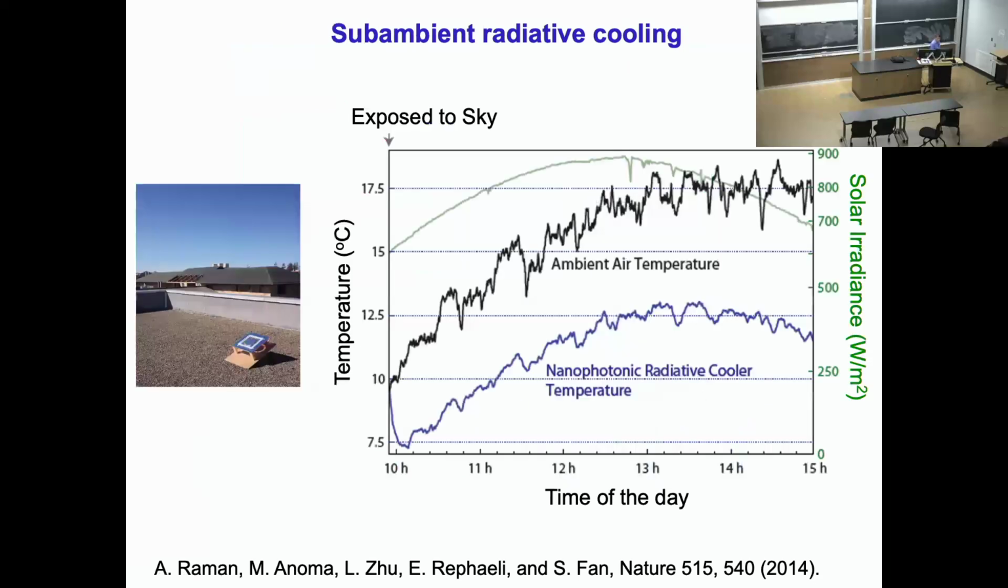And so when we bring this to the roof of our electrical engineering building, we tilt the sample so that we face the sun. At the time of the experiment, there are about 900 watts per meter squared of solar irradiance directly impinging on the sample. Yet, in spite of the sunlight, the structure actually has a temperature that's about 5 degrees Celsius below the ambient air temperature. And this is done entirely passively, as you can probably see from this picture. There's no wire attached to it.